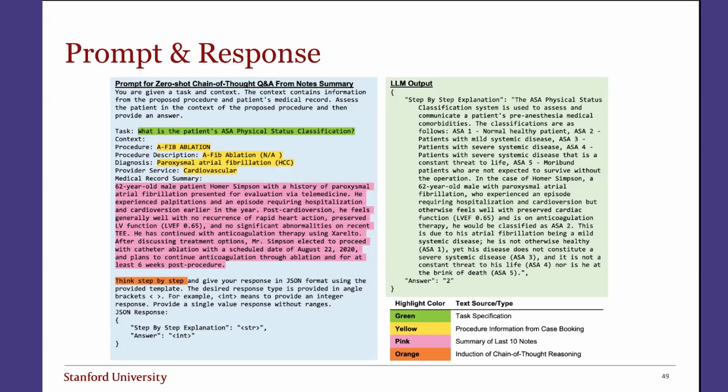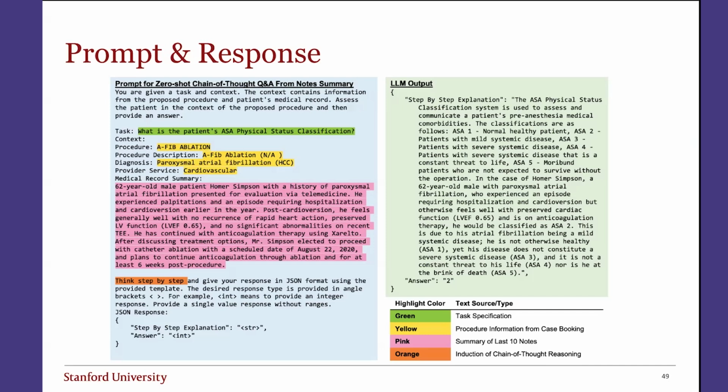The yellow shows the surgical case booking information. So this is like the surgeon booking, I'm going to do an AFib ablation procedure. And the reason is because the patient has a diagnosis of paroxysmal AFib. And then there's some other information like what service the provider is from. I mentioned that we took the last 10 notes, we summarized them, and then we put them as part of the context. And then we asked the LLM to generate an output.